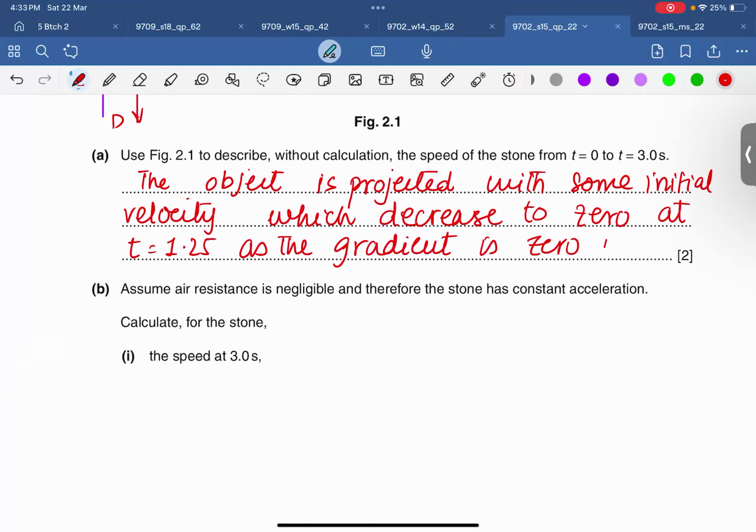And then it increases in the opposite direction.